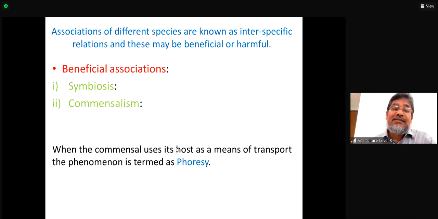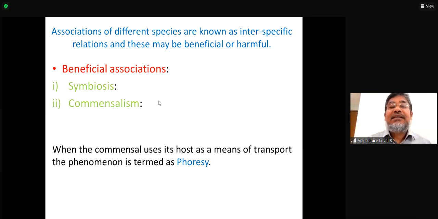Sometimes insects are carried by a host, that is, when the commensal, one organism living on another, uses its host as a means of transport. The phenomenon is termed phoresy. The commensal uses the host for its transport, not for its shelter. Sometimes it moves from one place to another with the help of others. So this is called phoresy, a beneficial association.